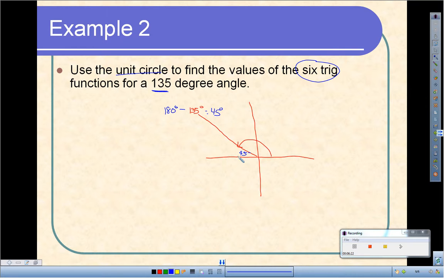So my reference angle is 45 degrees. Once I've got my reference angle, I can drop my perpendicular. That's 90 degrees, so this is a 45, 45, 90. And so now that I know it's a 45, 45, 90, I can go ahead and label my sides. I know that these are going to be square root of 2 over 2, and my hypotenuse is 1. But make sure to check your signs. Remember, this is the origin. Since I go to the left, this is a negative. Since I go up, this is a positive. So my signs are right.